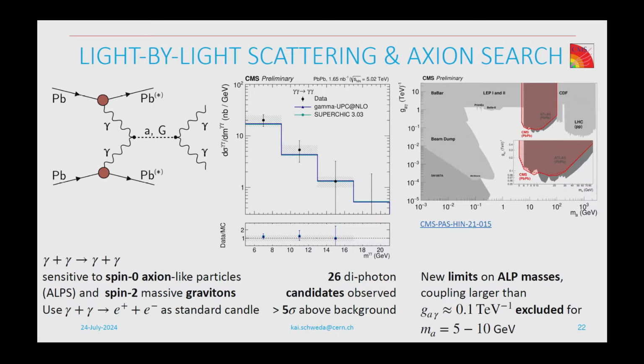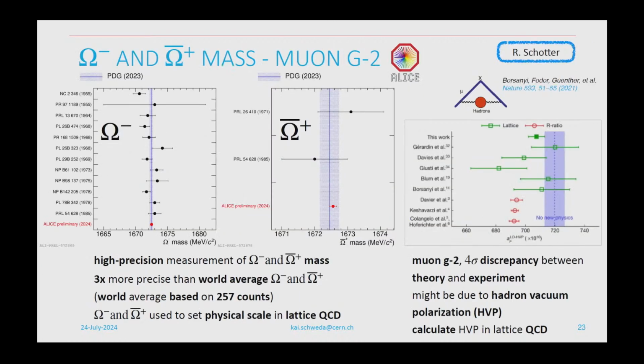There's a measurement of light-by-light scattering from CMS. I have to skip in terms of time. There is a new measurement of the omega baryon mass, three strange quarks, and the anti-omega baryon mass. The precision from ALICE is three times higher than the present world average. And it's quite surprising: the entire world average is based on a total of 257 counts.